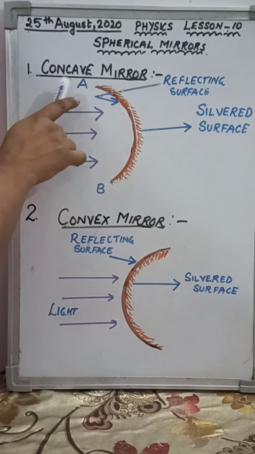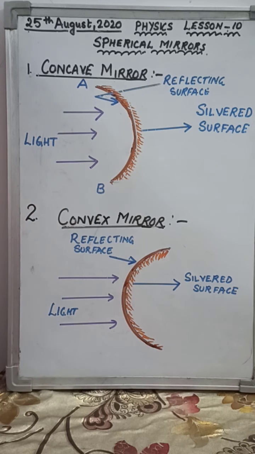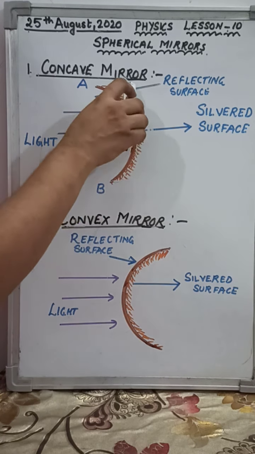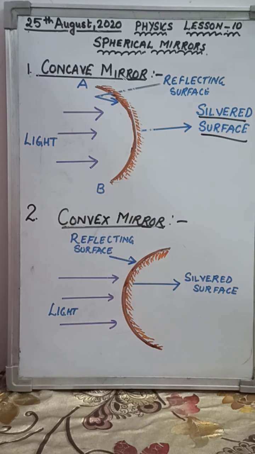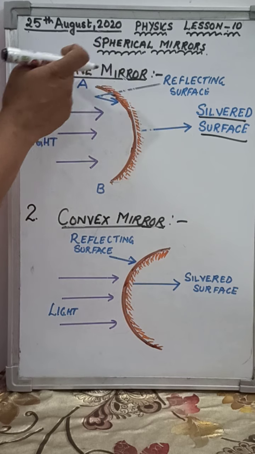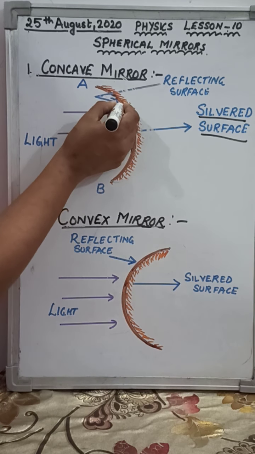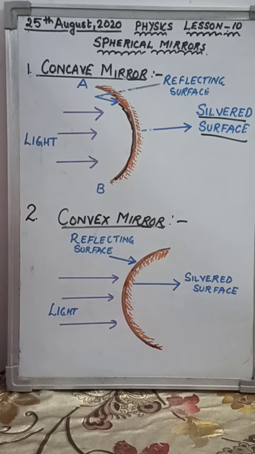Now the first one we will take is the concave mirror. This concave mirror is made by silvering the outer surface, or you can say the bulging surface. So we have made the outer surface silvered. This piece of concave mirror is a part of the hollow sphere such that the reflection will take place from this inner surface. This is your inner surface or hollow surface.